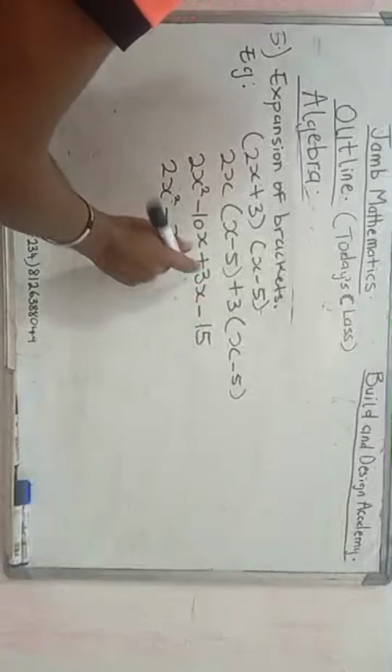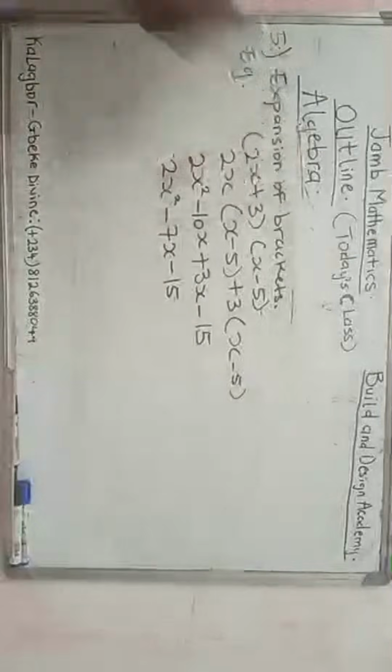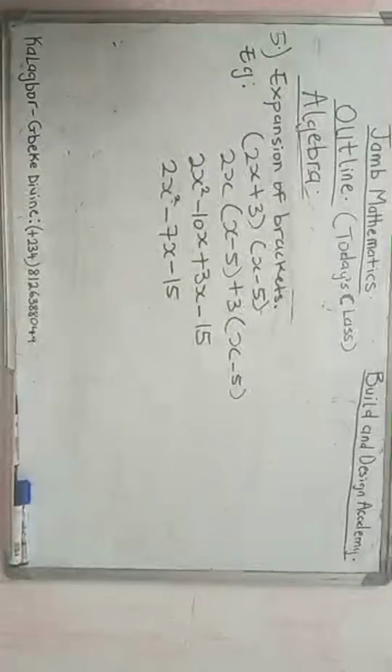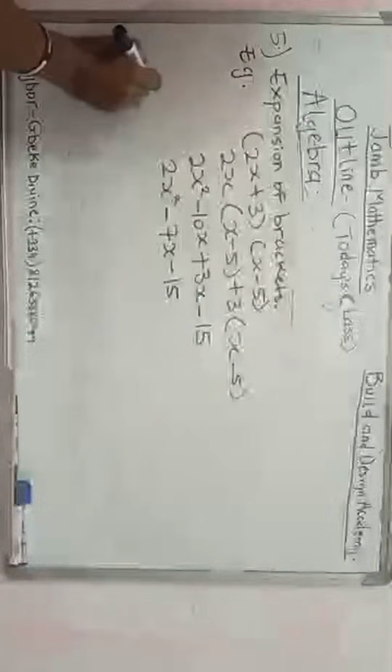Then we will now bring this down. Now be what? Minus what? 15. So this is how we expand brackets. Very simple. Very, very simple. Now let's look at another example.